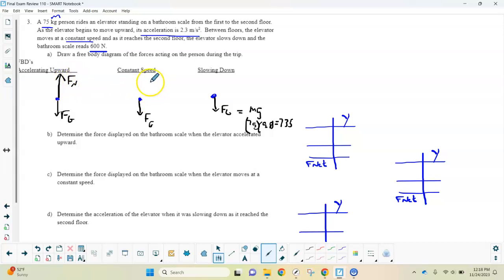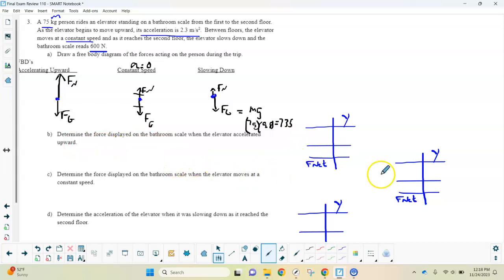It's the same thing. When they're moving at a constant speed, that means the velocity is constant, so the acceleration is equal to 0. And if the acceleration is equal to 0, that means these have to balance. So the normal force in this part is going to be equal to the gravity force. And then to slow down, the normal force would have to be less than the gravity force, because you are moving up, but you want it to slow down, so the force going down has to be bigger.